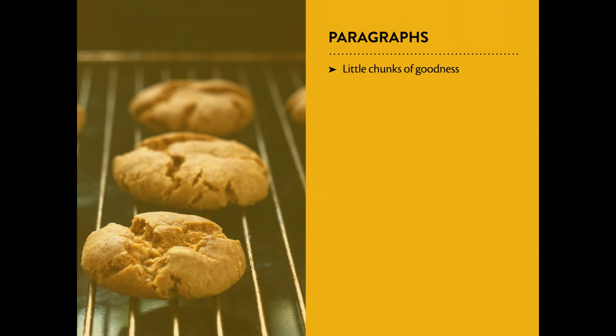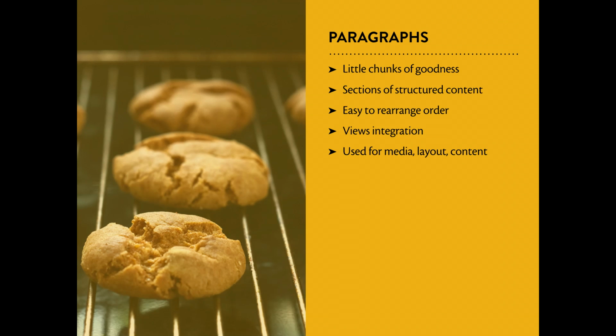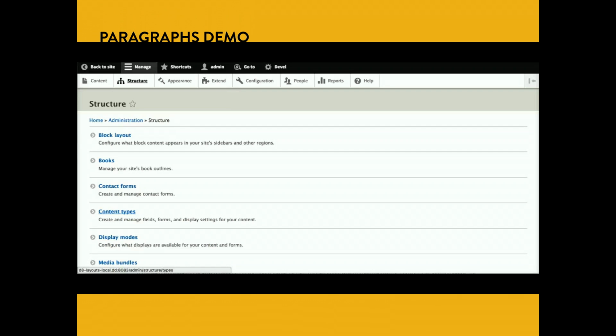Okay, so paragraphs, little chunks of goodness, sections of structured content. Easy to rearrange the order of them. There's views integration. We can use them for media, we can use them for content, and we can use them for layout. We can use them to go into your body field and say, as an editor, I'm going to make a three column layout here and just do it all within one screen. That's through nested paragraphs, which are super cool. And to demonstrate briefly what you can do in paragraphs, we're going to play a video.